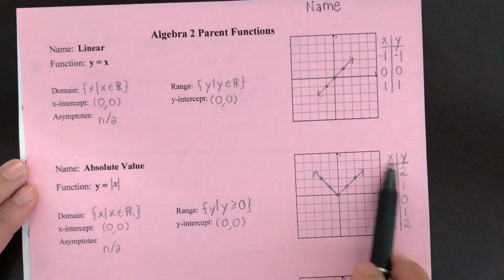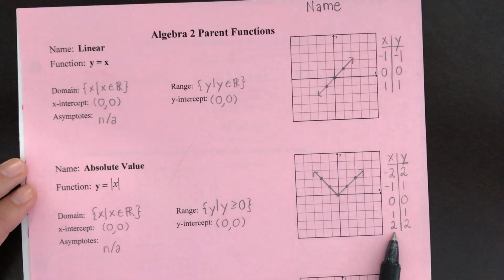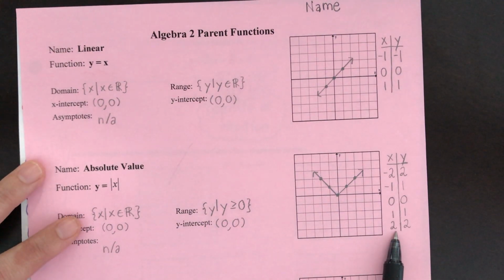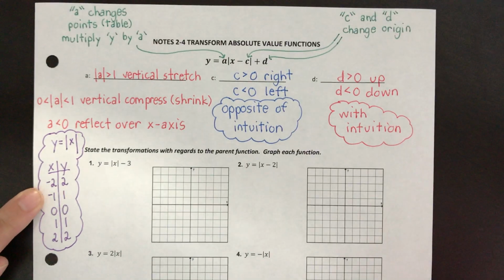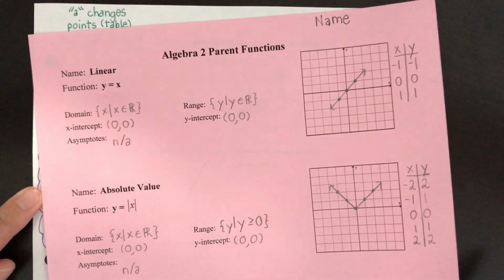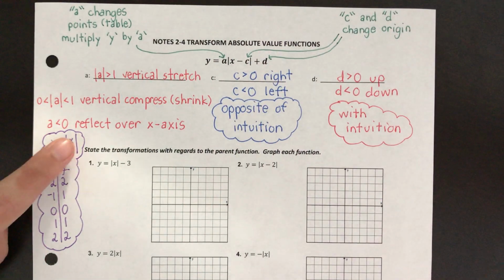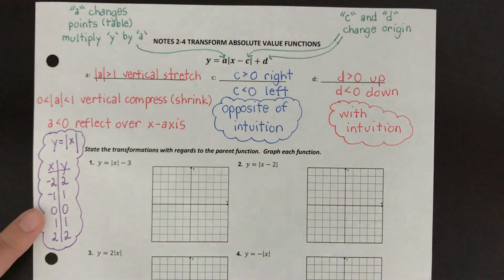So I've actually taken this table. You're going to have to memorize this table. You're going to have to know these points. Okay, I've taken this table and I've transferred it onto our notes for today, so that way we don't have to keep flipping back. So there's our parent function points, just so you know.